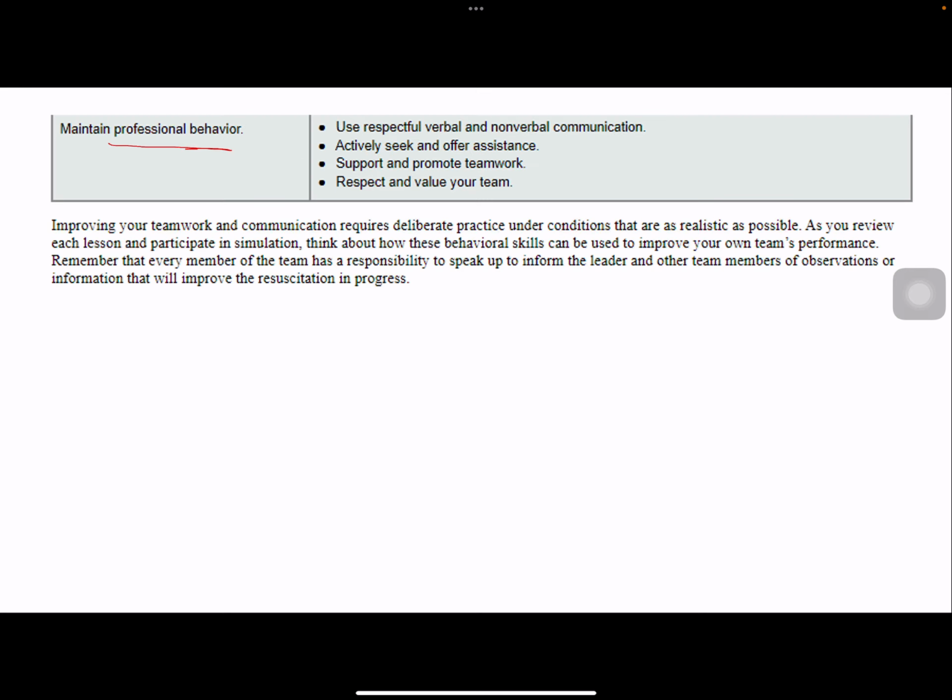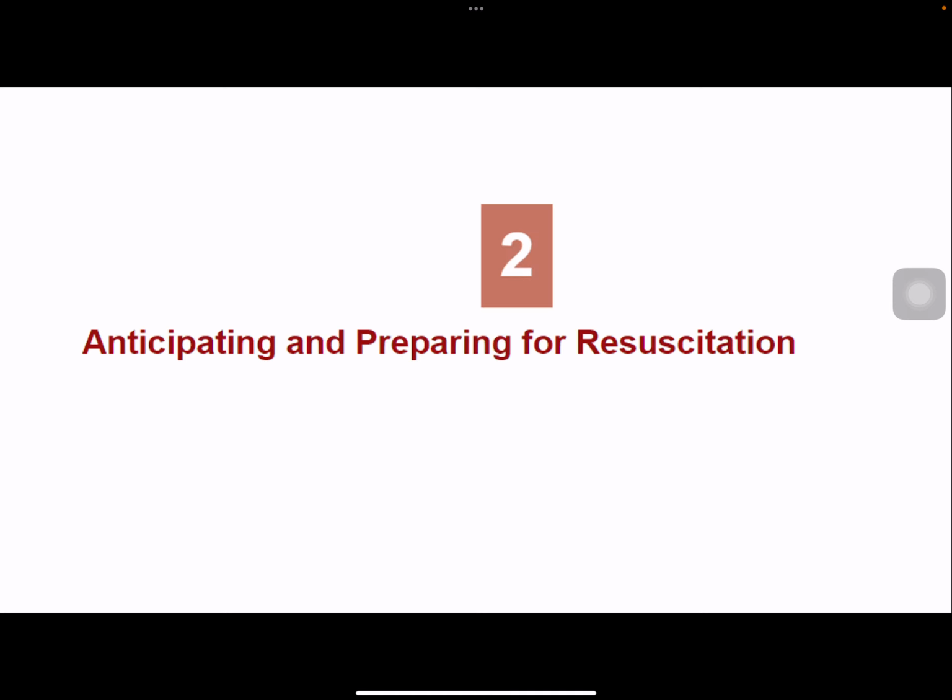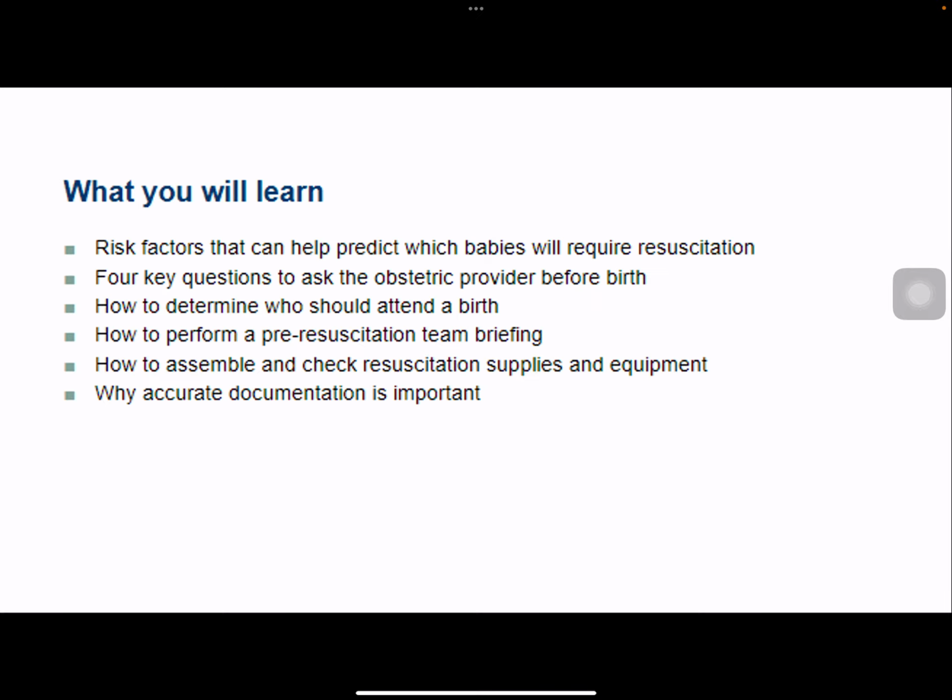So maintain professional behavior. Use respectful verbal and non-verbal communication. Actively seek and offer assistance. Support and promote teamwork, respect, and value your team. All right. So this is lesson 1. So we'll go to lesson 2, which is anticipating and preparing for resuscitation.